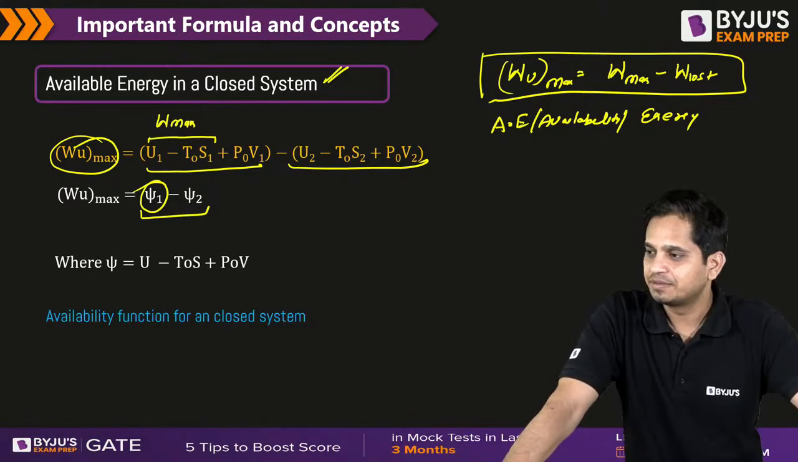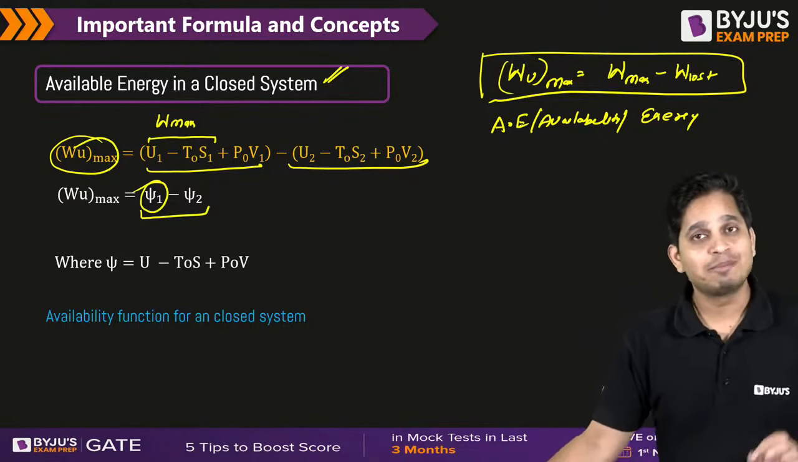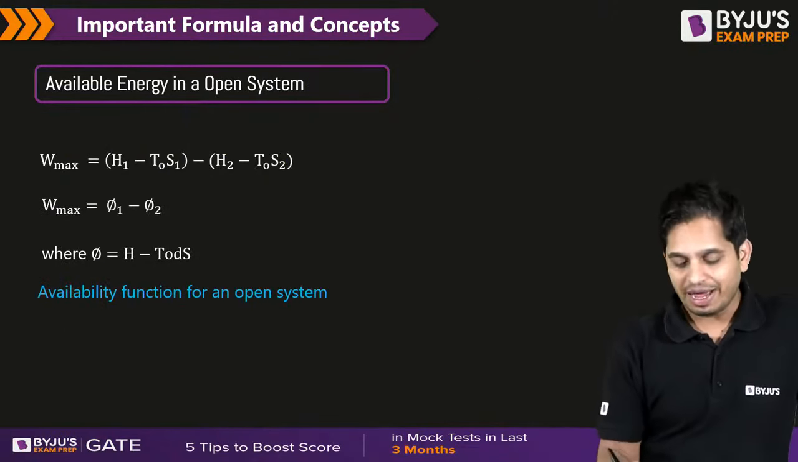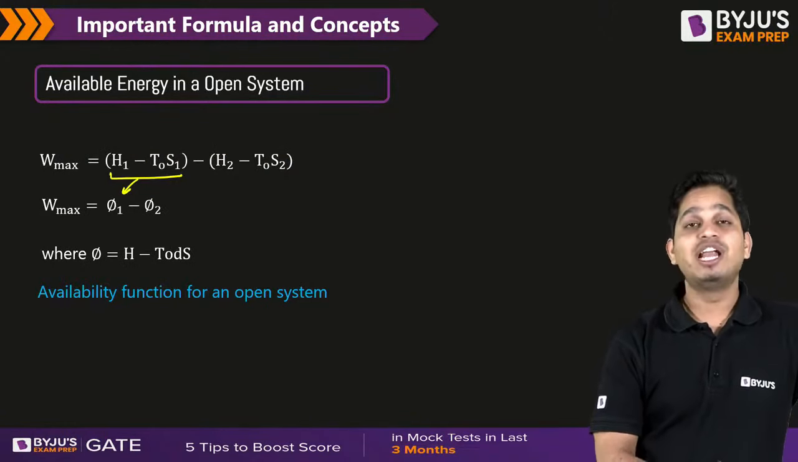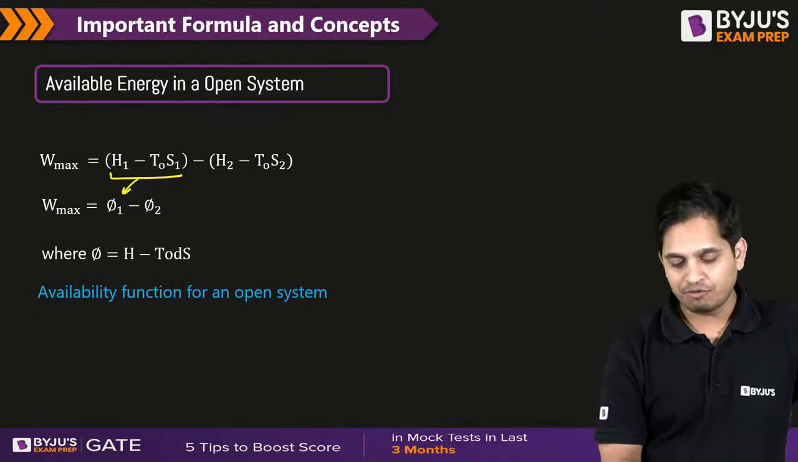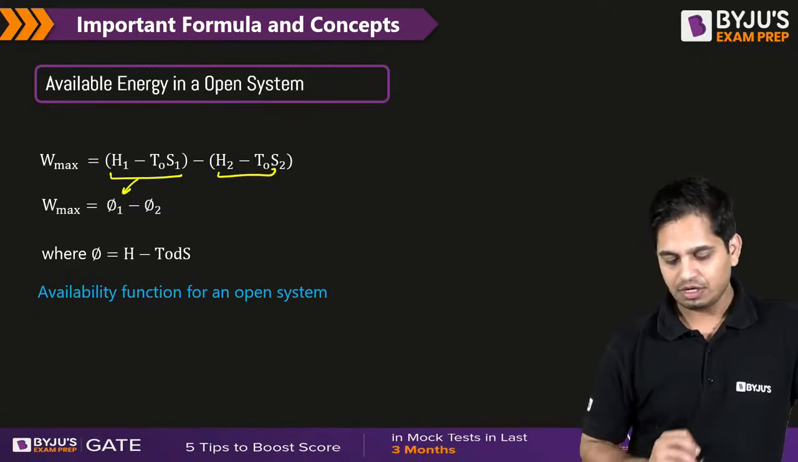Okay. So this is for a closed system. For an open system we have H1 minus T naught S1, and this is called the availability function for an open system.